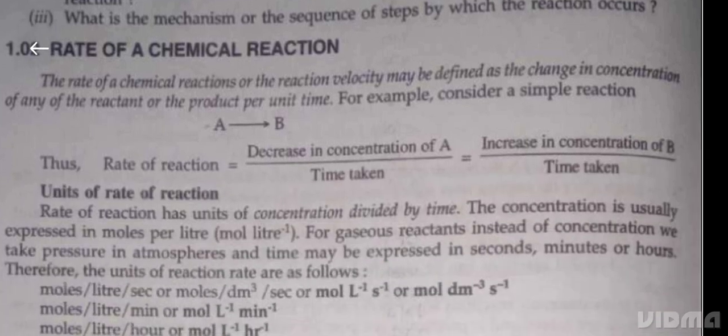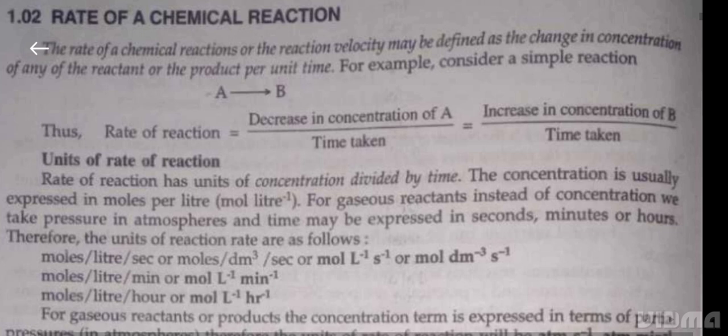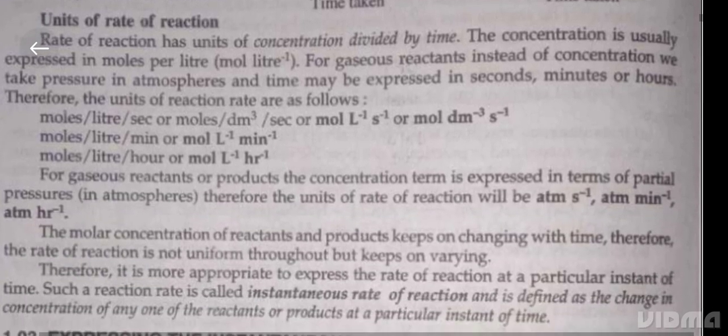Rate of a chemical reaction. The rate of a chemical reaction, or the reaction velocity, may be defined as the change in concentration of any of the reactants or the products per unit time. For example, consider a simple reaction A to B. Thus, rate of reaction equals decrease in concentration of A upon time taken, which equals increase in concentration of B upon time taken.